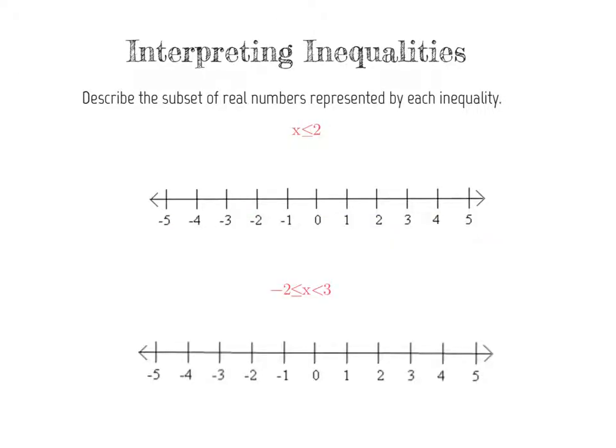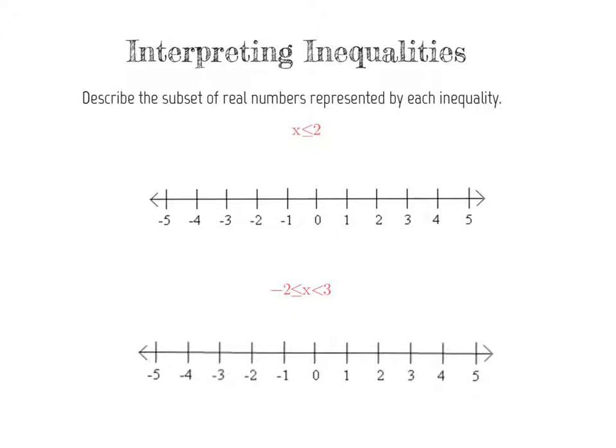Here we will look at interpreting inequalities. So describe the subset of real numbers represented by each inequality. And we'll do that by graphing it on the number line. This should not be anything new to you. So we want all of the values for x that are less than or equal to 2.